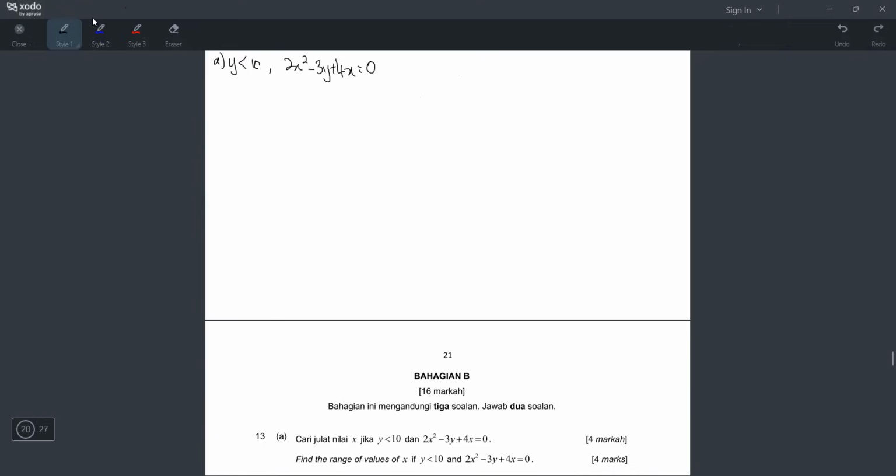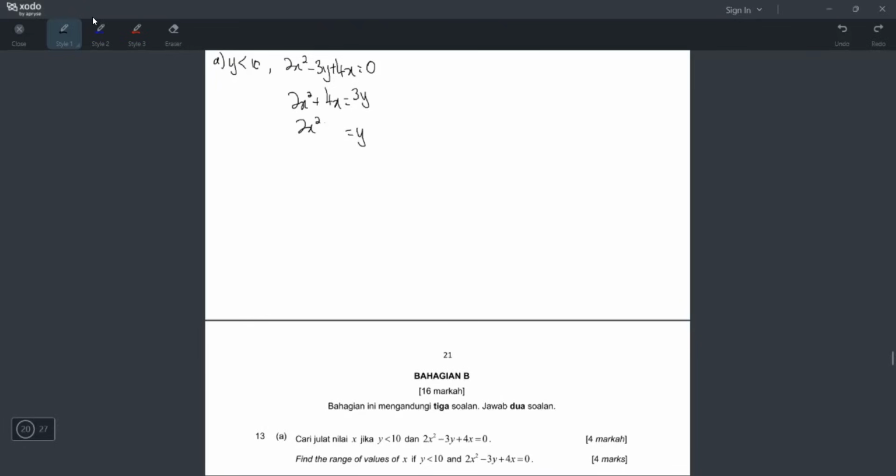So how to do this? Okay, very easy. We have to somehow combine these two into one. So how can we combine these two? First, we find y first. How to find y? Make the y single and also try to make it positive. So negative 3y, move it here, becomes positive 3y. This will be 2x squared plus 4x. So now I make the y single. Everything divided by 3. So it will be like this, right?